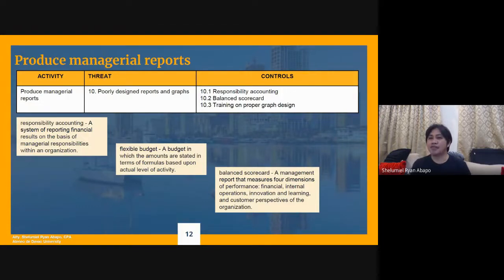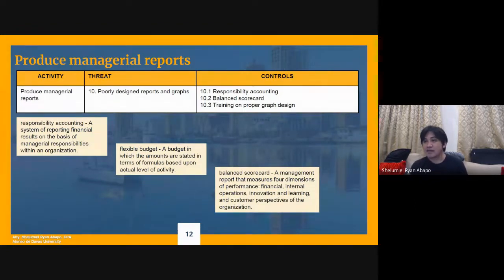So, the threat for the production of managerial data would be the poorly designed reports and graphs. This will be the threat, meaning you are producing managerial reports that are unintelligible or difficult to understand or cannot be appreciated by the management. So to address this particular threat of producing poorly designed reports and graphs, the controls that have to be introduced are to be divided into three subsections.